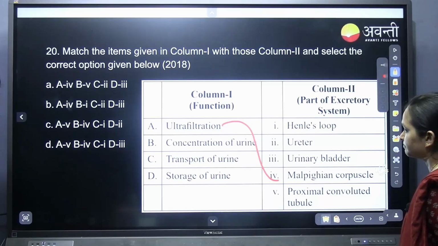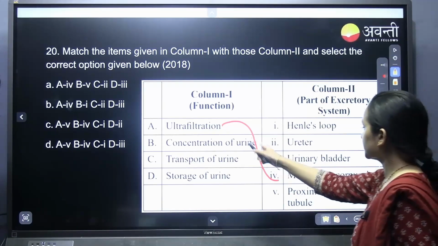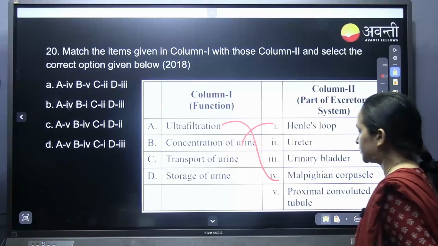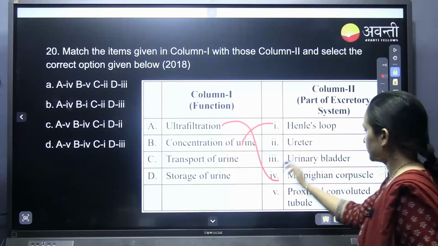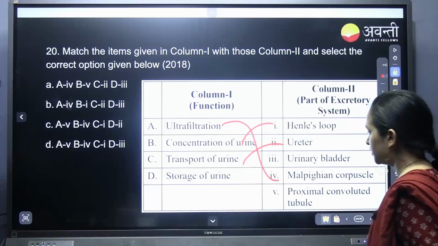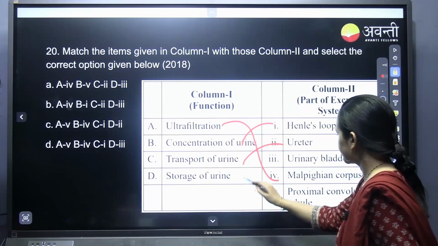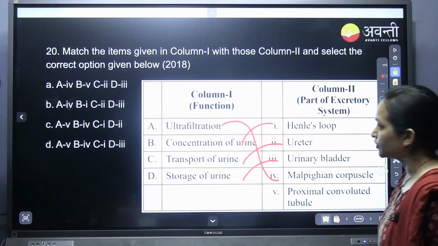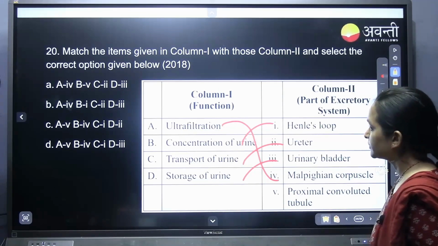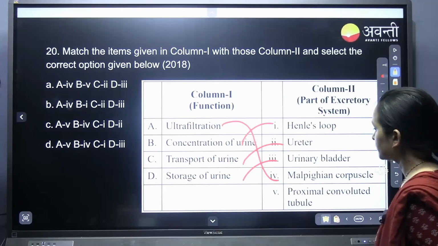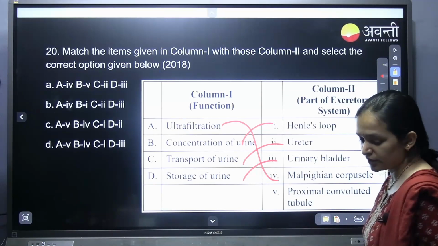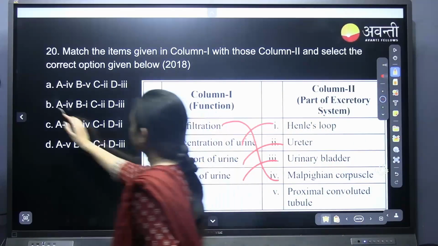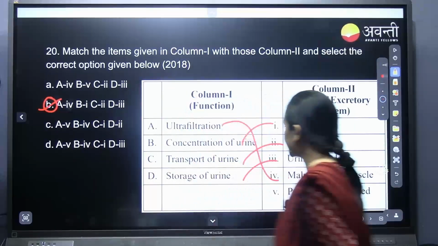Concentration of urine takes place in the Henle's loop. Transport of urine, ureter. Storage of urine, urinary bladder. So, A4, B1, C2, D3, which means B for Bombay is the correct answer.